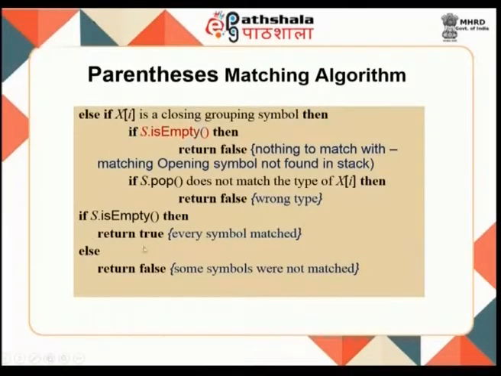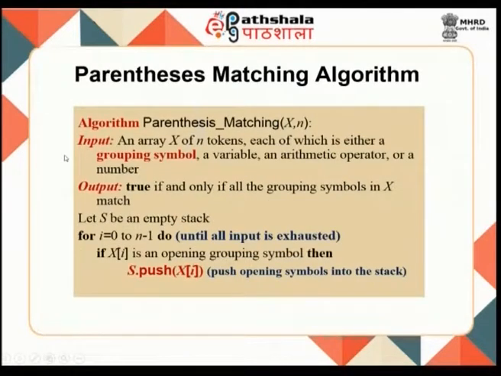If it does not match, then it is a wrong type. If S is empty after you complete the whole thing, then return true, every symbol has matched. Remember the for loop. You are not bothered about the operator, arithmetic number or the variable, that is not coming in this matching algorithm. We are only looking whether each of the tokens in the array 0 to n minus 1 is a grouping symbol. There are only two types of grouping symbols, one is an open and one is a closed. If you see an open, put it in the stack. Otherwise, you check whether it is a closing grouping symbol.